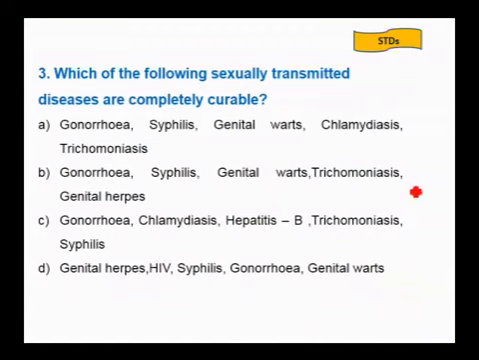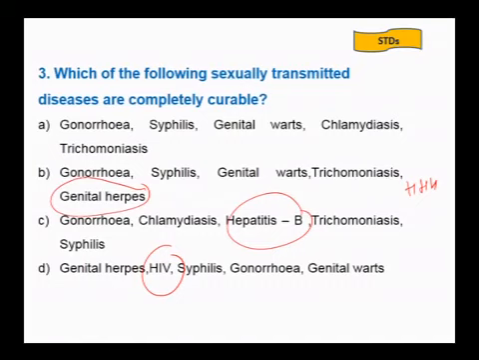Try to remember 3H. One is hepatitis, one is HIV, it's not completely curable. Then the second one is hepatitis B, it's not completely curable. Then genital herpes, it's not completely curable. So there are diseases which cannot be cured completely.